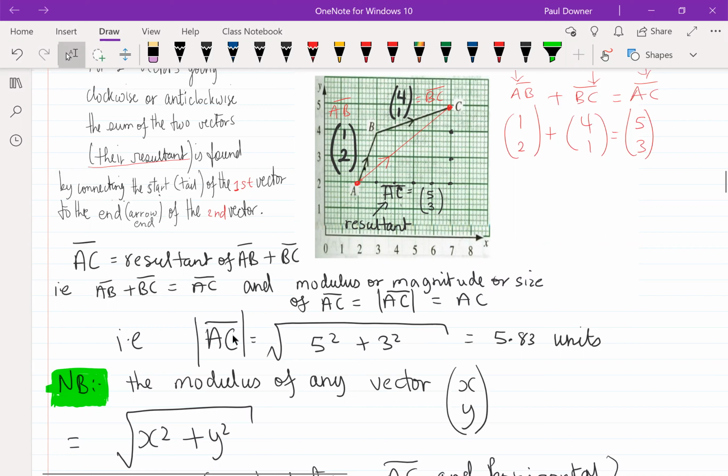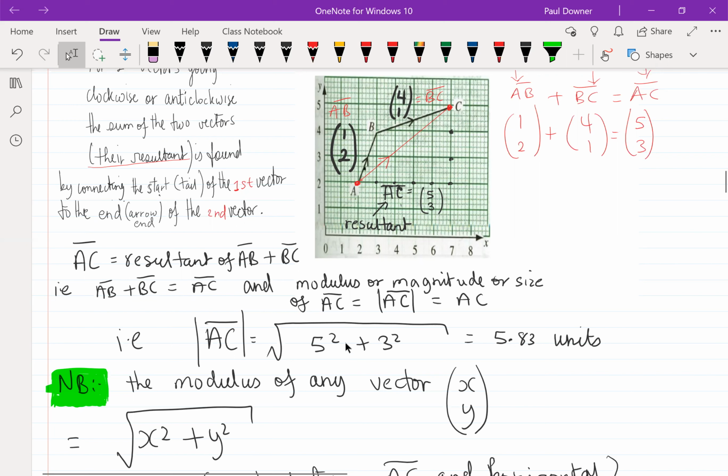The modulus of this vector would be the square root of 5 squared plus 3 squared. Where am I getting that from? Well, this is 5 and this is 3. Now, if you look carefully, this is a triangle, and we could apply Pythagoras' theorem to get this distance here, which would be the magnitude or modulus of AC. And that's where this formula comes from.